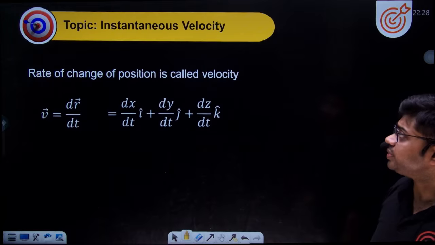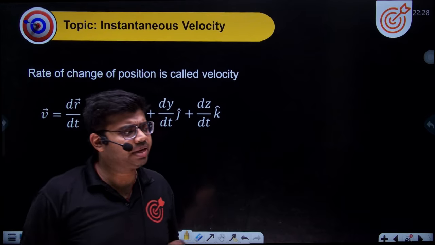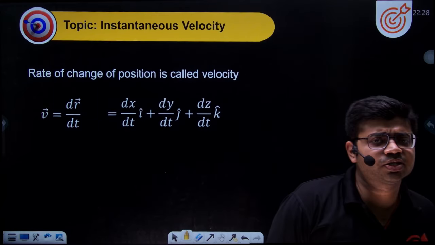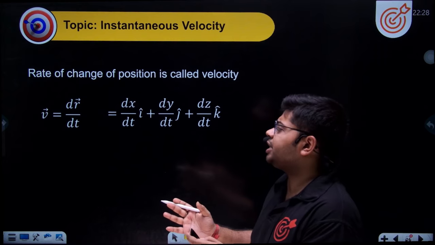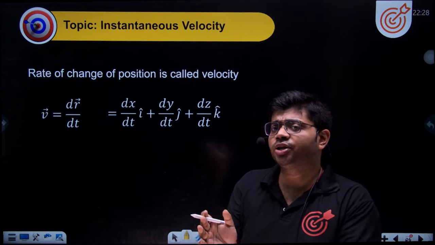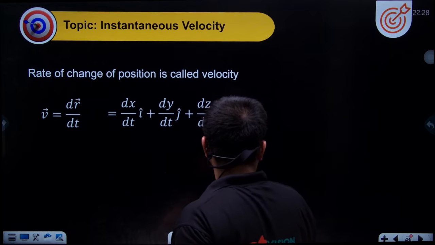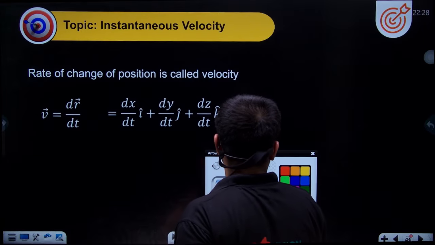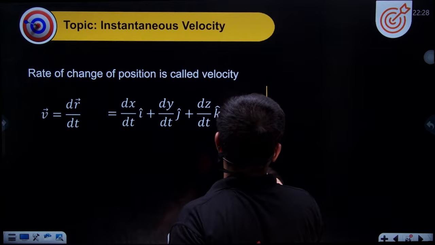Okay. Now see, instantaneous velocity. What do we basically mean by instantaneous velocity? Instantaneous velocity means the rate of change of position at a particular instant I want to measure. What I mean to say by this is, suppose I have drawn a curve, something like this.